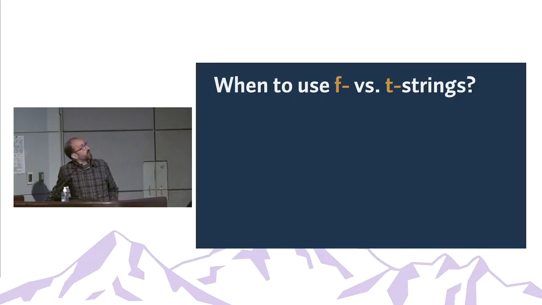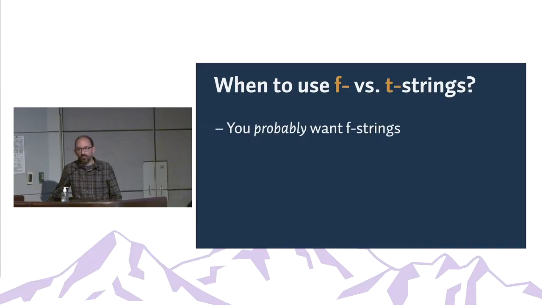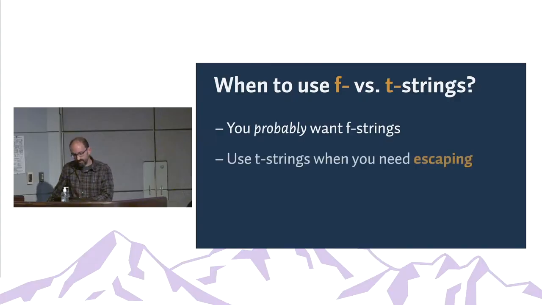So I want to take a sidebar here and say, well, when do you use f-strings and when do you use t-strings? And if you're wondering, should I just stop using f-strings because t-strings have superpowers? The answer is no. Probably today in Python 3.14, you want f-strings like you always have. Nothing has changed about f-strings. They're just as valuable and useful as they were before.